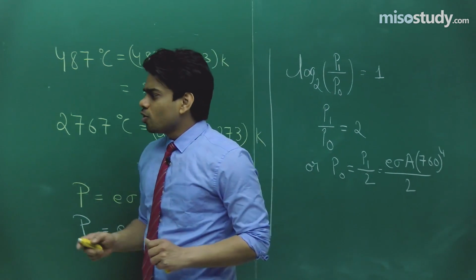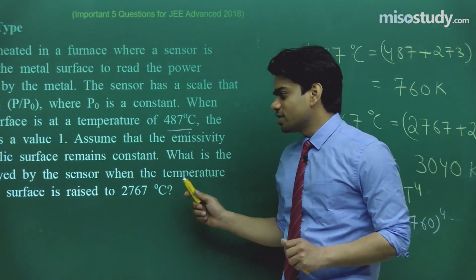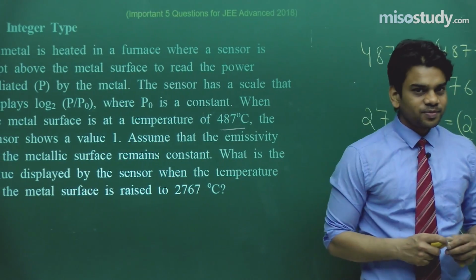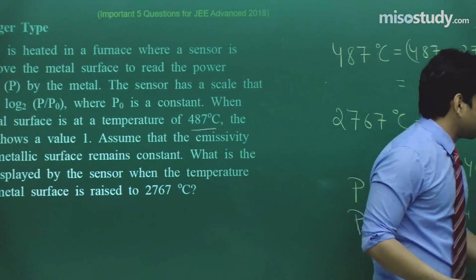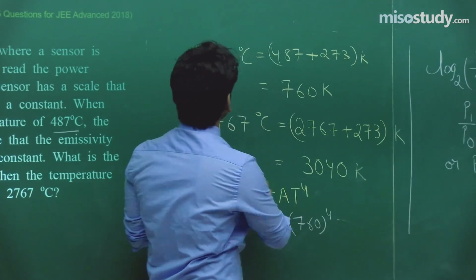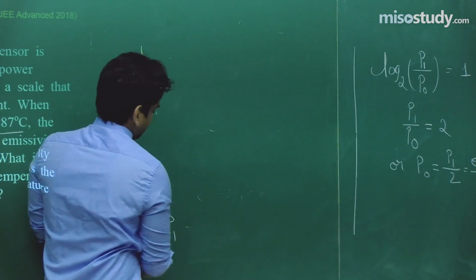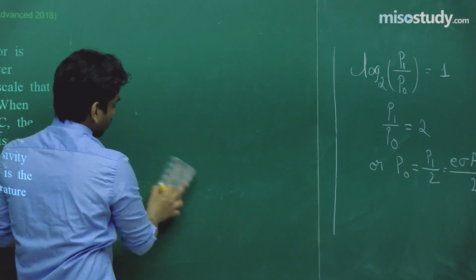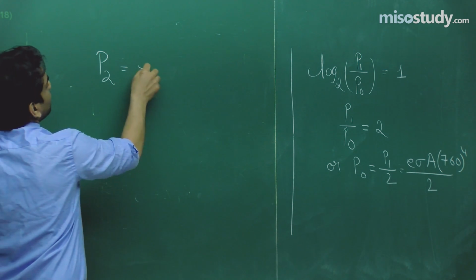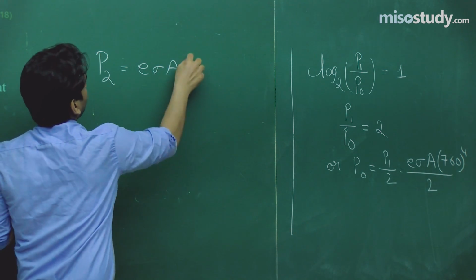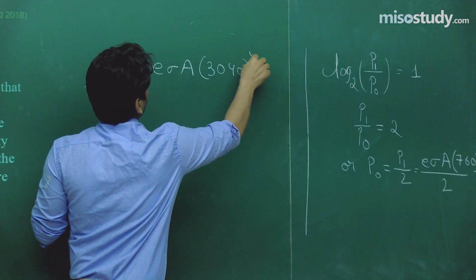Next thing you see here, what is the value displayed by the sensor when the temperature of the metal surface is raised to 2767 degrees Celsius? When the temperature is this, the power radiated will be what? Can we write down that? When the temperature is 3040 Kelvin, so power will be P2, E sigma A 3040 to the power 4.